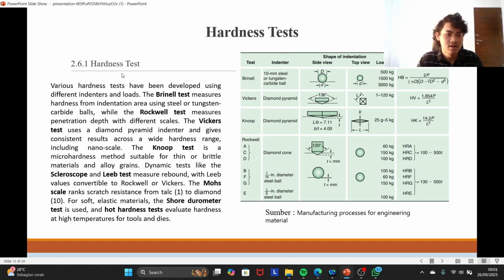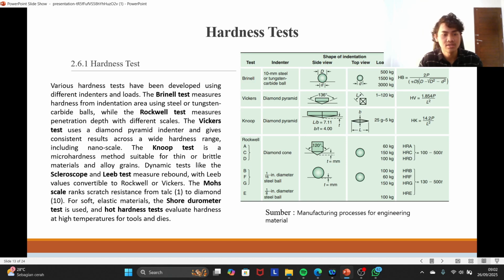Hardness tests. Various hardness tests have been developed using different indenters and loads. The Brinell tests measure hardness from indentation using steel or tungsten carbide balls, while the Rockwell test measures penetration depth with different scales. The Vickers test uses a diamond pyramid indenter and gives consistent results across a wide hardness range, including nanoscale. The Knoop test is a micro-hardness method suitable for thin or brittle materials and individual grains.